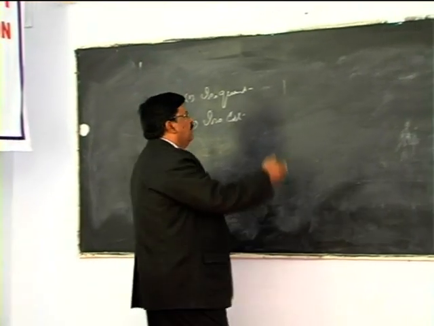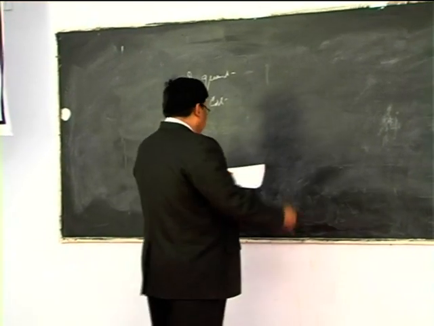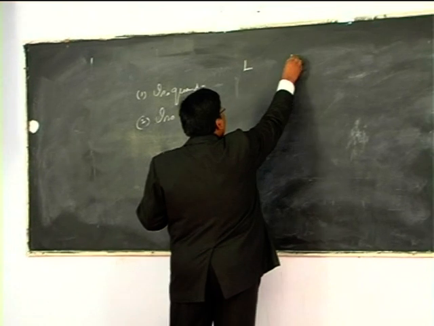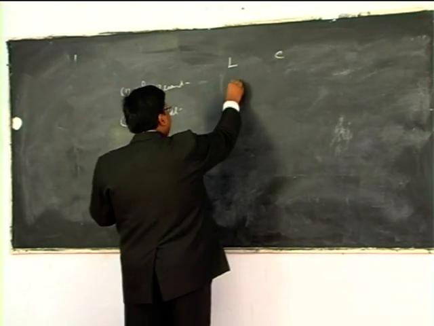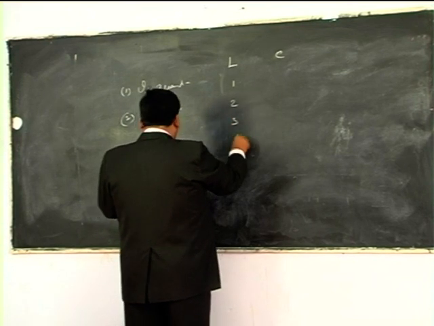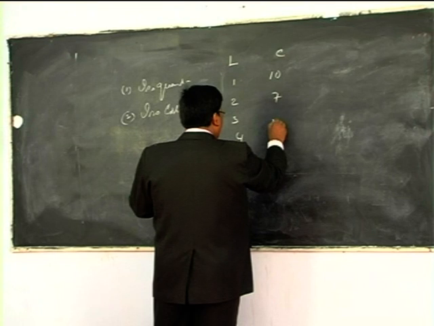We can explain with the help of a table and also with the help of a graph. Let us see, labor and capital are used in different combinations, like say 1, 2, 3, 4, 10, 7, 5, 4.